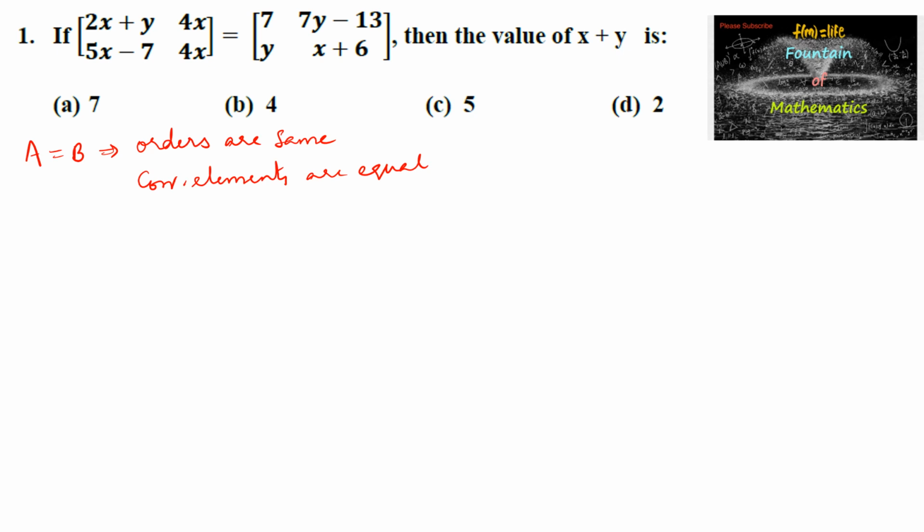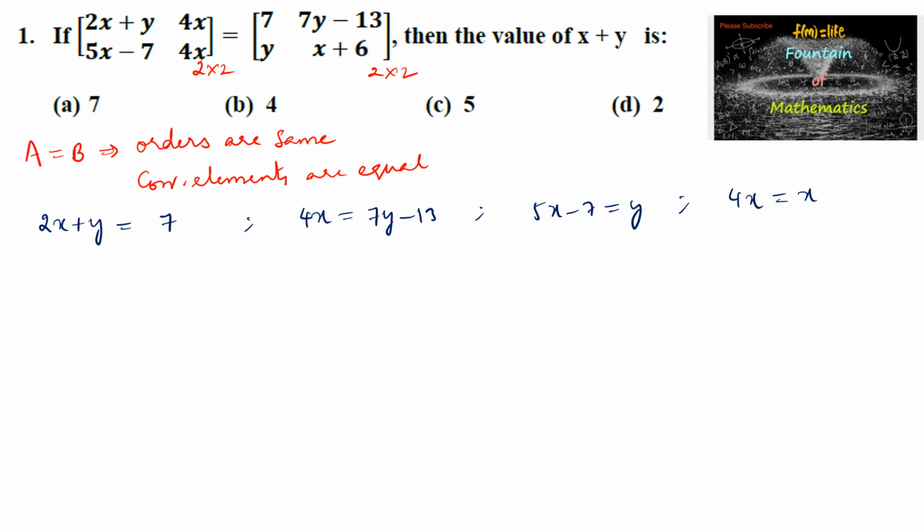So here both matrices have order 2 by 2, the order is the same, so we can equate the corresponding elements. That is 2x plus y is equal to 7, 4x is equal to 7y minus 13, 5x minus 7 is equal to y, and 4x is equal to x plus 6.